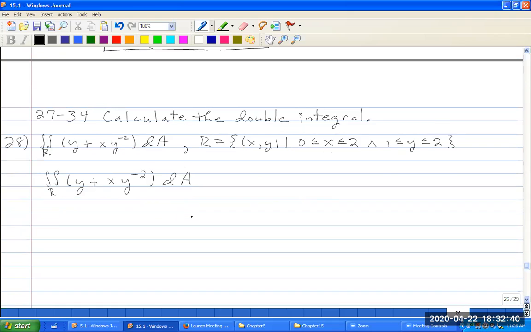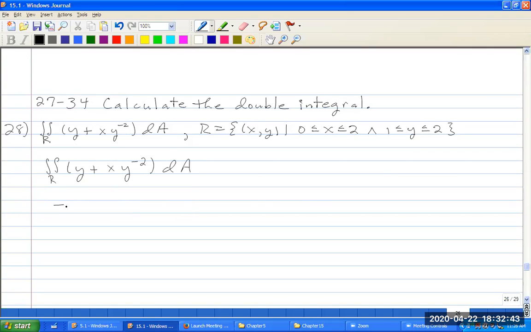So this is equal to, it doesn't really matter which way. I'll just guess, I'll do x and y. Integral 1 to 2, integral 0 to 2 of y plus x, y to the negative 2. So 0 to 2 is x, so I write a dx. Notice that this integral involves the dx, and my limits of integration are my limits of integration for x. And then I'll do the dy.